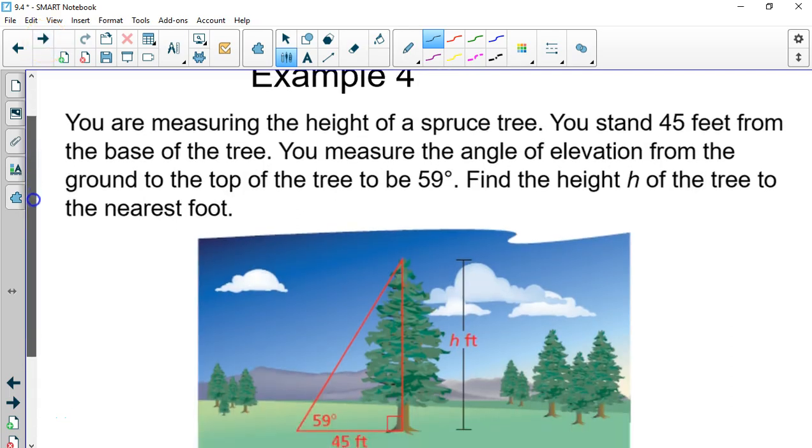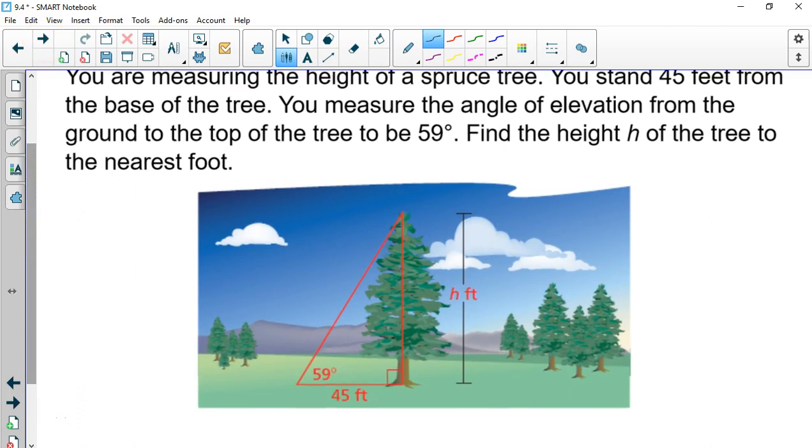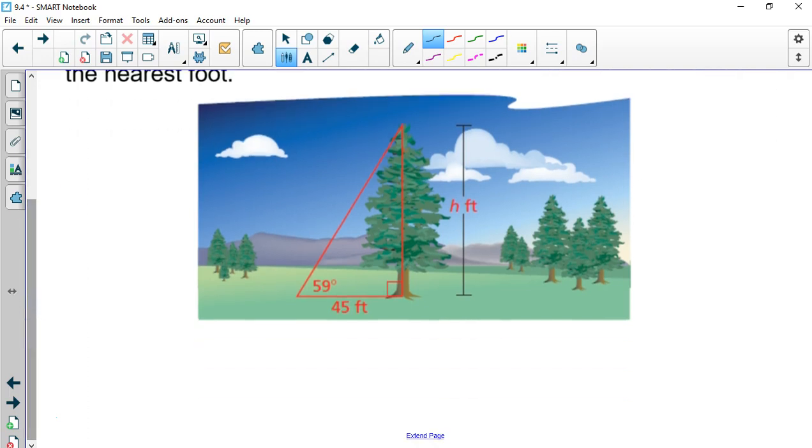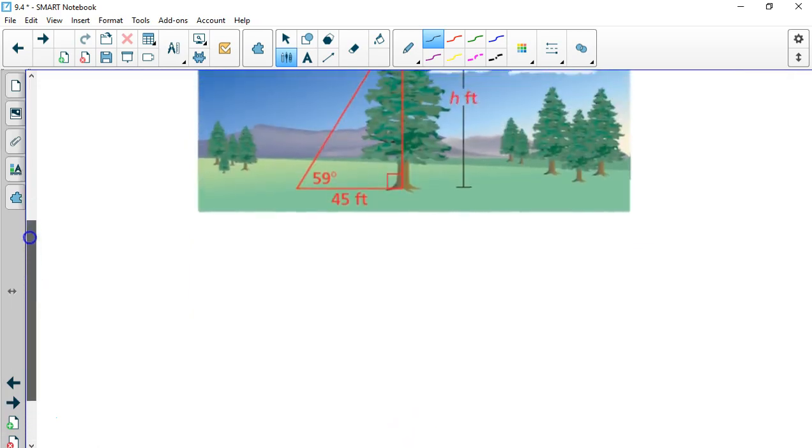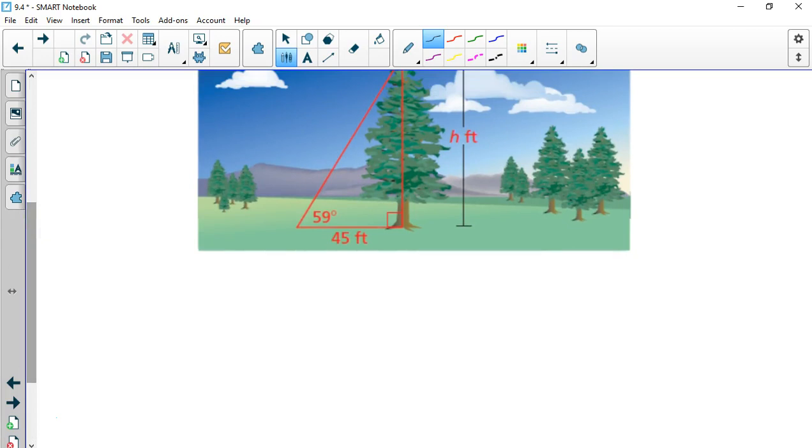Okay, last example. Real world example of this in real life. So, basically you have a 59-degree angle. The distance from you to the tree is 45 feet. You're trying to find the height. Okay? This is a very practical, real world example here. So, basically, I have a 59-degree angle. I have an adjacent side, and I have the opposite side.